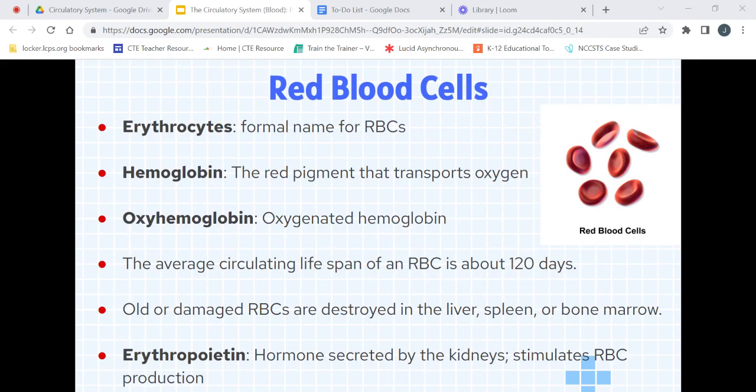Oxyhemoglobin is bright red. It is responsible for the color of oxygen-rich blood that flows through the arteries. Hemoglobin that is not combined with oxygen is bluish and accounts for the darker appearance of venous blood.